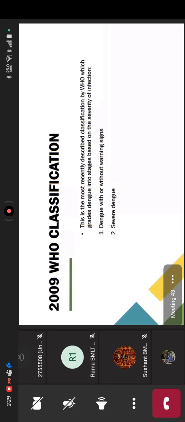But the second classification is known as severe dengue. This is the severe condition. Patients show the signs also, and it affects their organ system also, right, students? So WHO classifies the dengue virus into two classifications according to the severity of the infection. First one is dengue with or without warning signs, and second one is severe dengue.